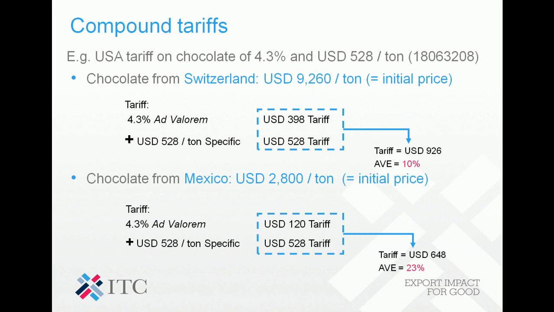For Mexican chocolate, multiplying the price of $2,600 per ton with 0.043 yields a tariff paid of $120. Adding the specific part of the compound tariff of $528, this results in a total tariff paid of $648 per ton. In absolute terms, this tariff is smaller than that applied to Swiss chocolate, but this is only due to the diverging prices. In relative terms, the tariff applied to Mexican chocolate makes up 23% of its original price. Thus, the ad valorem equivalent is 13 percentage points higher than that applied to Switzerland.